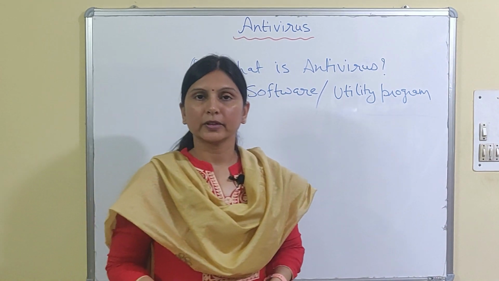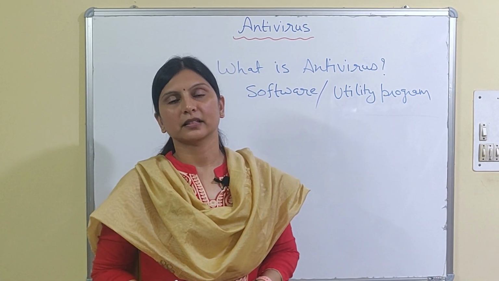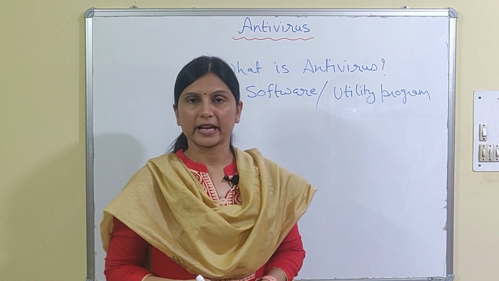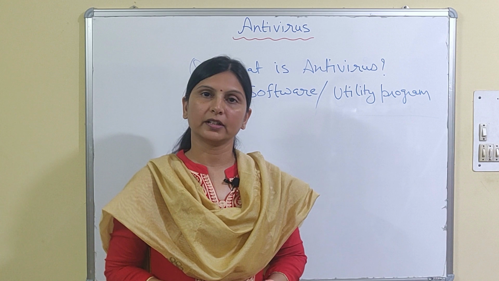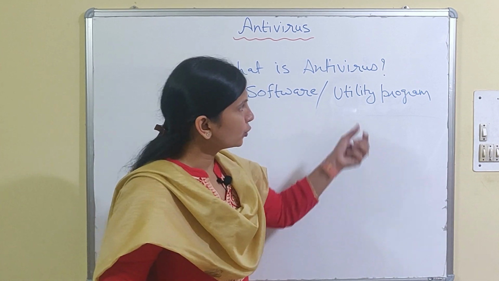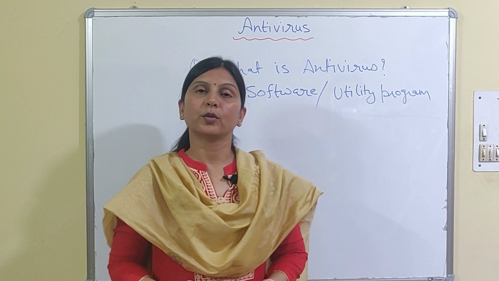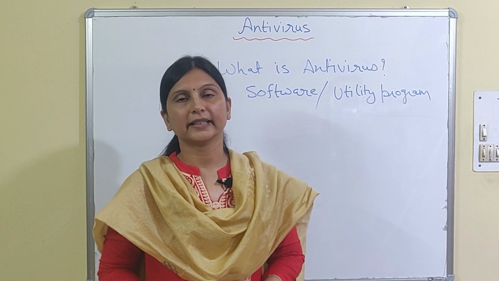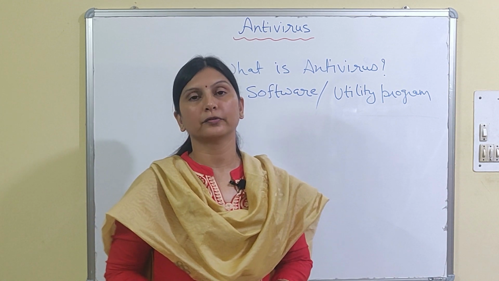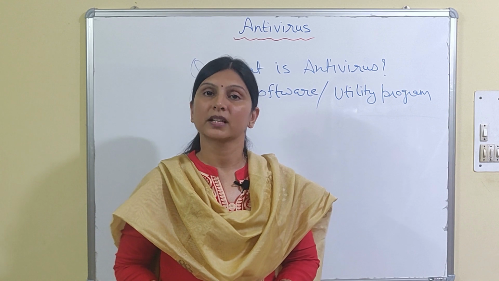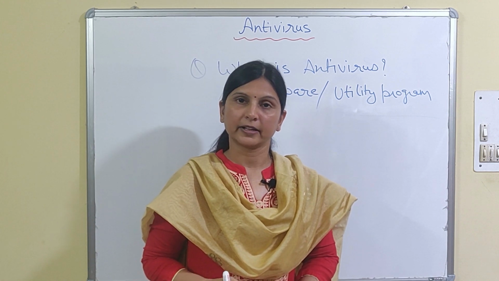See, we have already studied software in previous videos. Software is of two types: one is system software and another is application software. And a utility program is one type of system software. So if somebody asks antivirus is what type of software, system software or application software, we can say it is a system software. Fine.